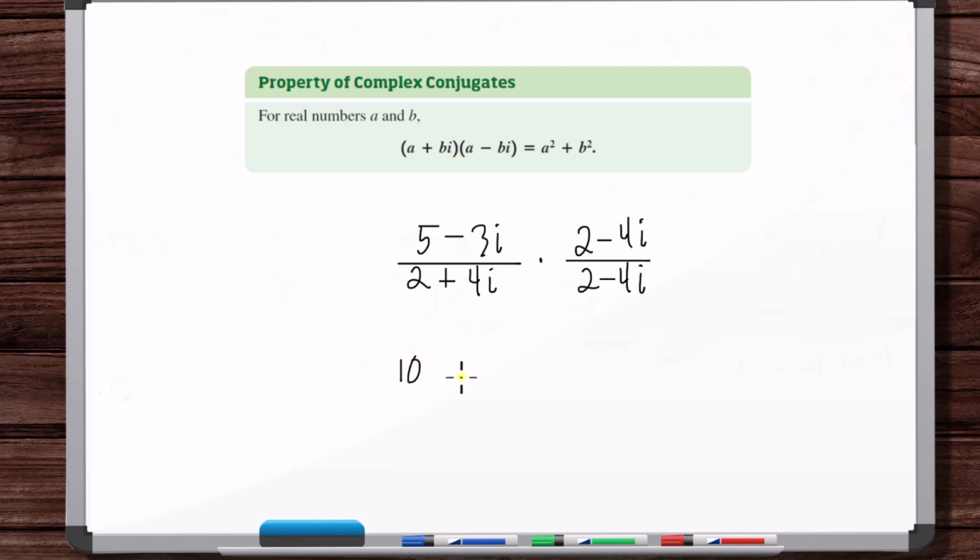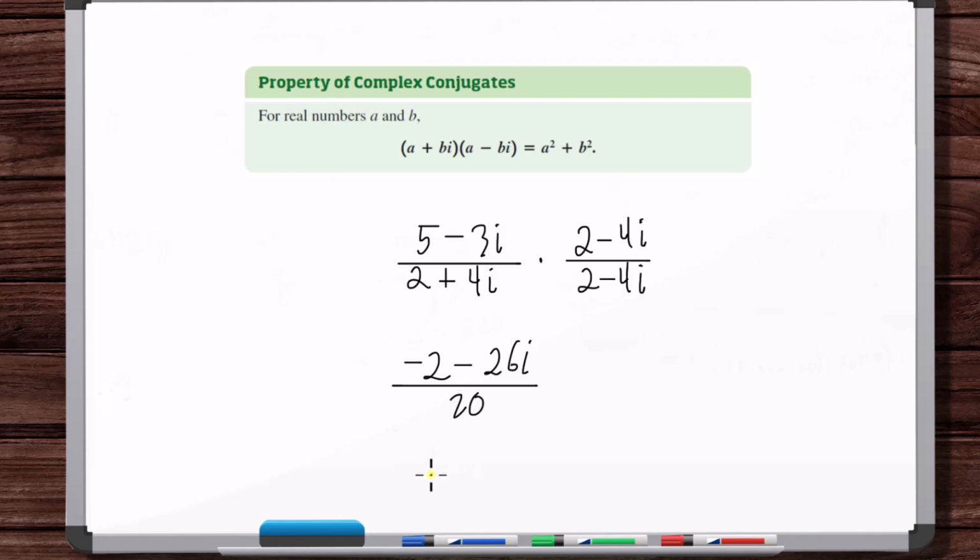So 10 minus 20i minus 6i plus 12i squared. So that's going to be, let's see, 10 minus 12, so minus 2 minus 26i is going to be the final result. Minus 2 minus 26i in the numerator. And then in the denominator, we're just going to have a real number. It's going to be 4 minus 8i plus 8i is 0. Then minus 16i squared. Well, i squared is negative 1, so that's 4 plus 16 is 20.